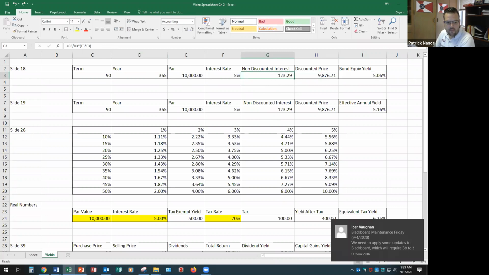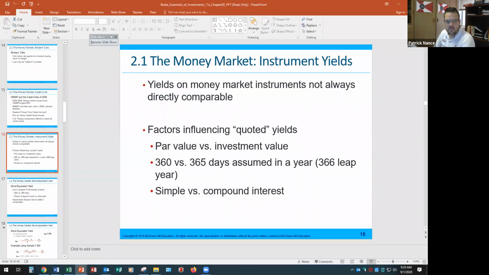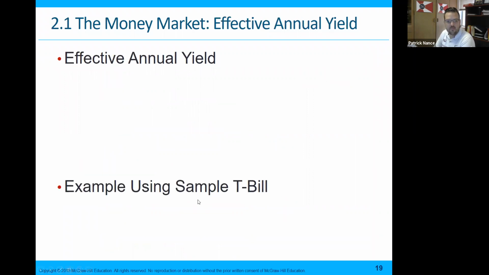Back to the PowerPoint. So you can see this is where we match up at 5.13%.